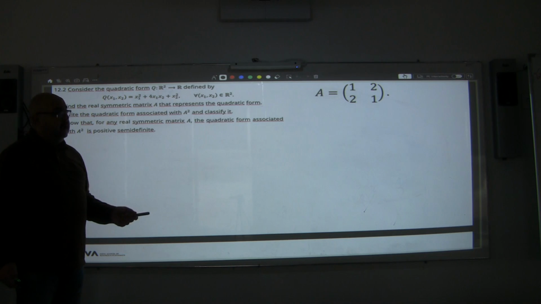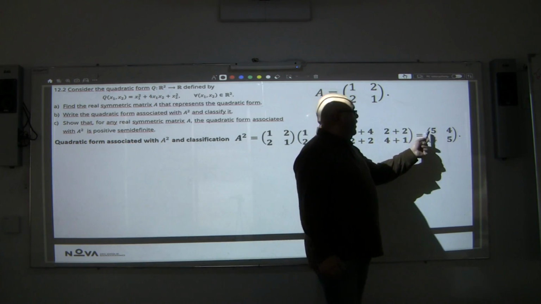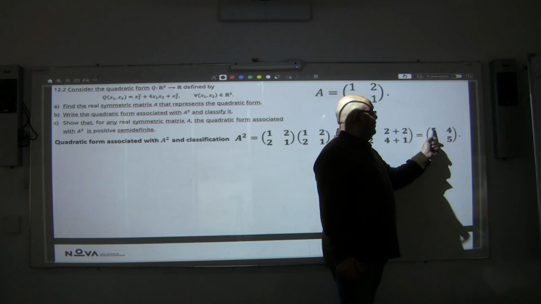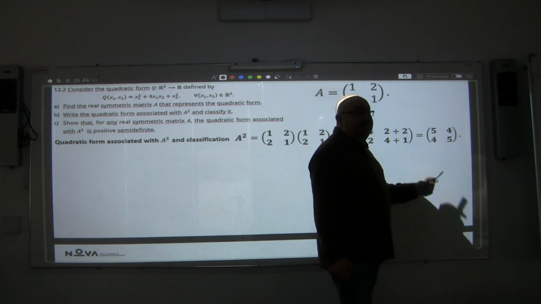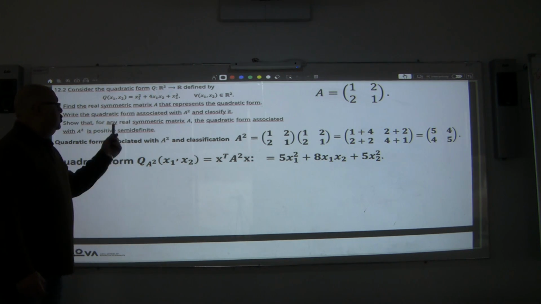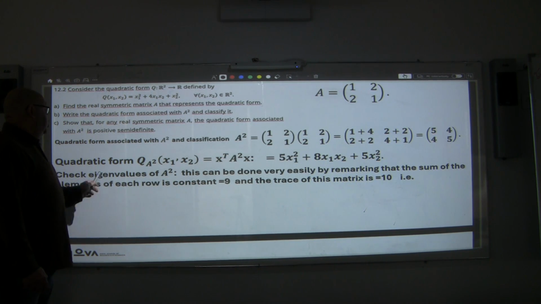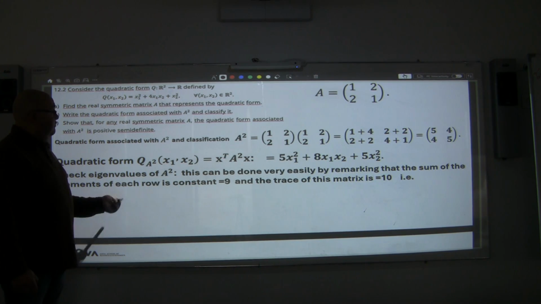So all I have to do is to evaluate A squared. Multiplying A squared, it's going to be 5, 4, and 4. So it's going to be 5x squared, 5y squared, and 8xy. That's the quadratic form assigned to this matrix, if I'm using x and y or x1 and x2. Then check the eigenvalues of A squared, very simple.